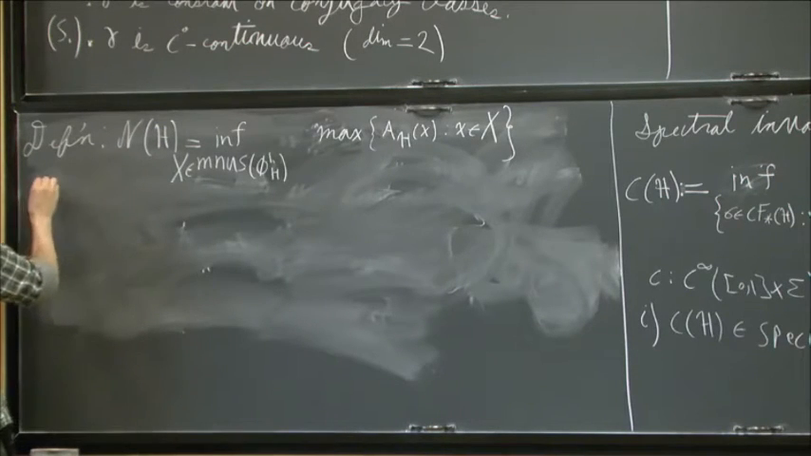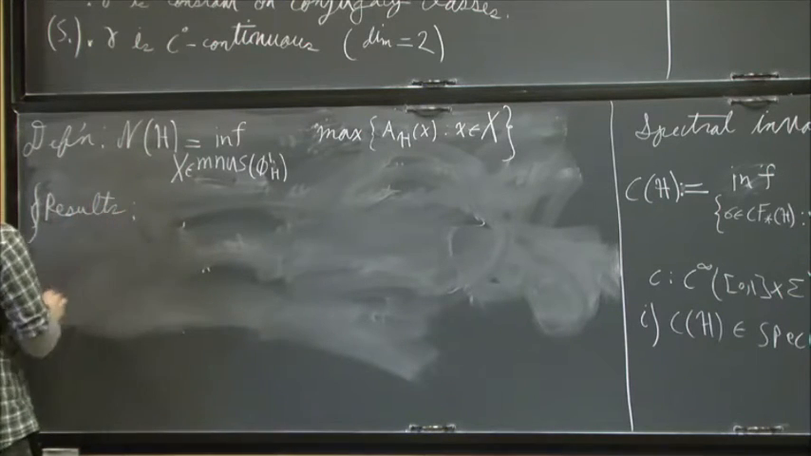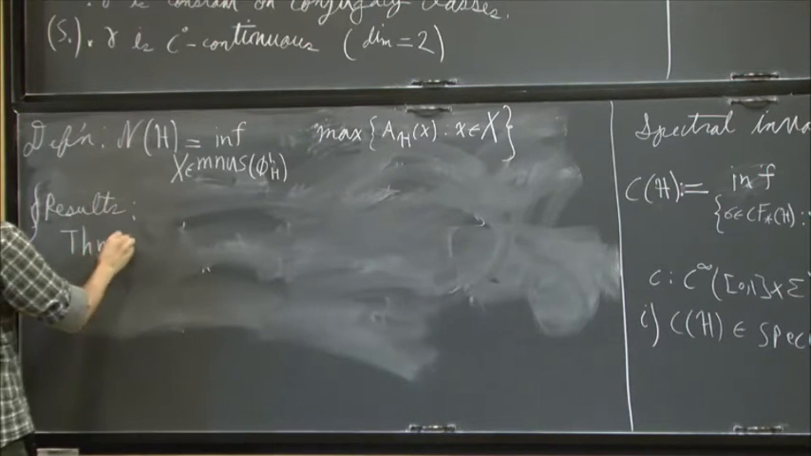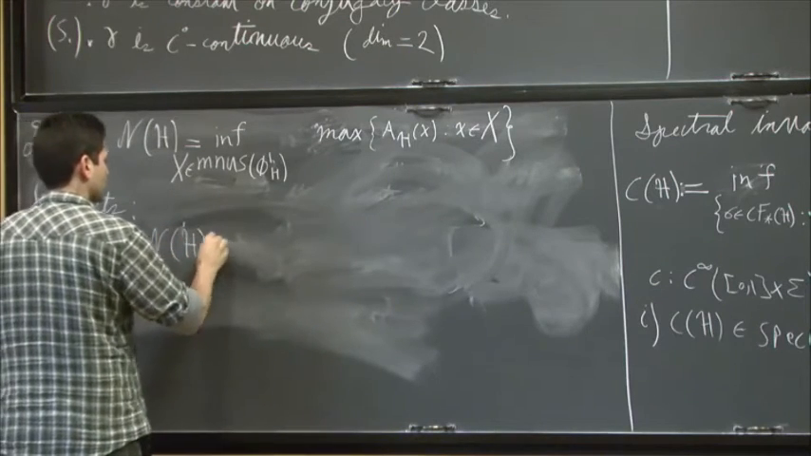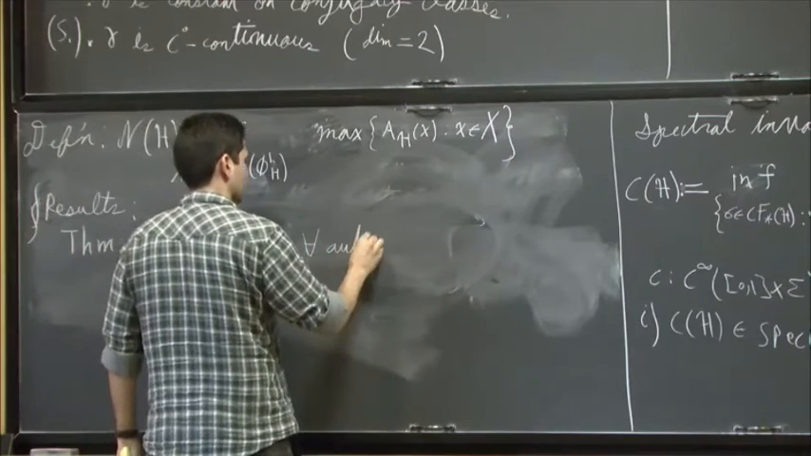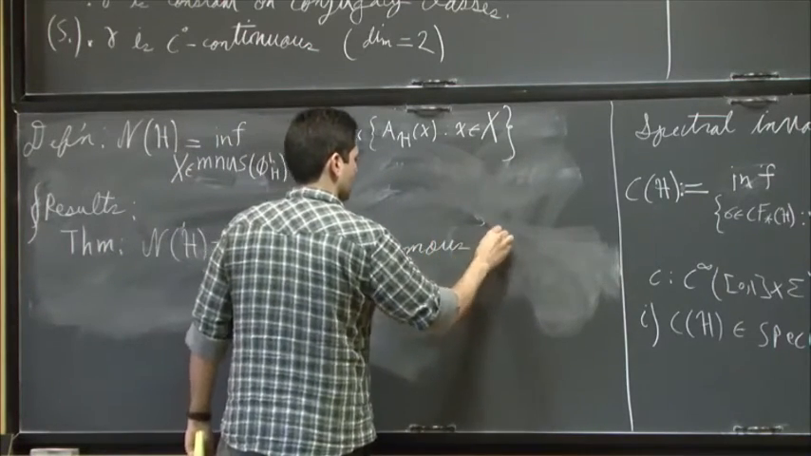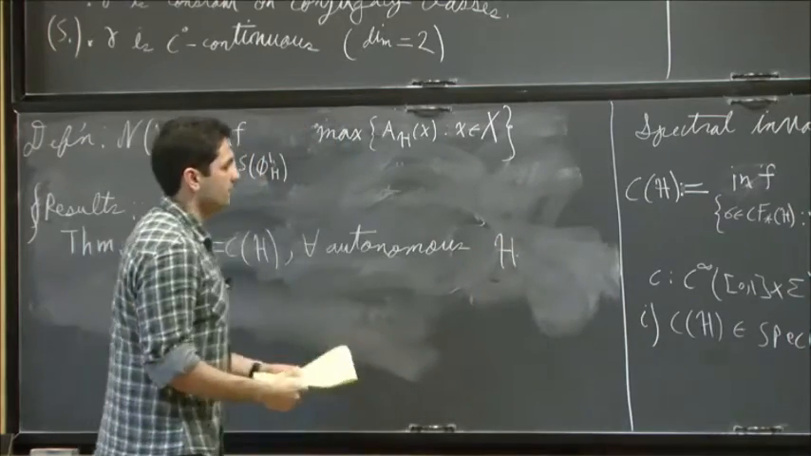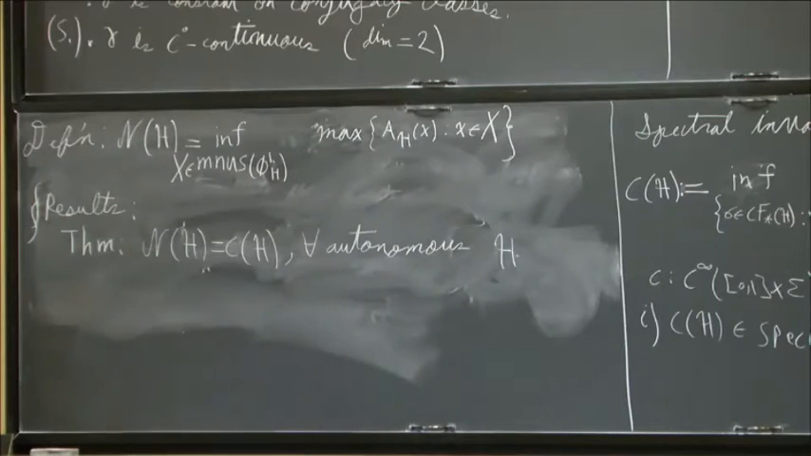So here's the final part of the talk, and there are the results. So the theorem is that N of H equals C of H for all autonomous H, where C is the spectral invariant defined here. Okay, so do you have any questions?